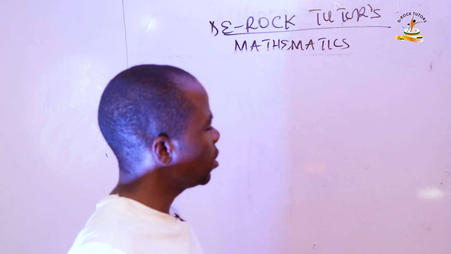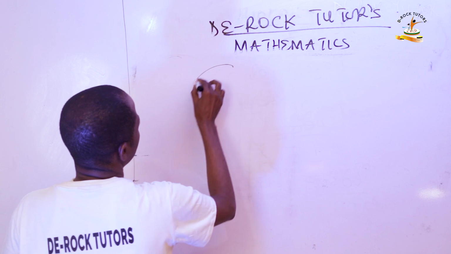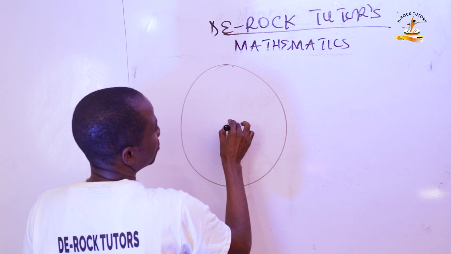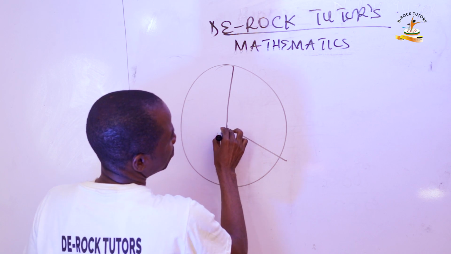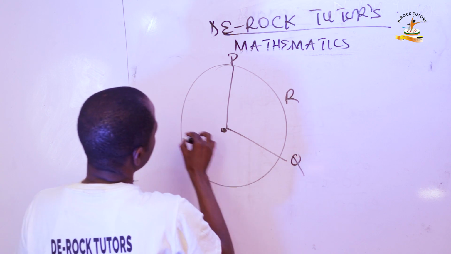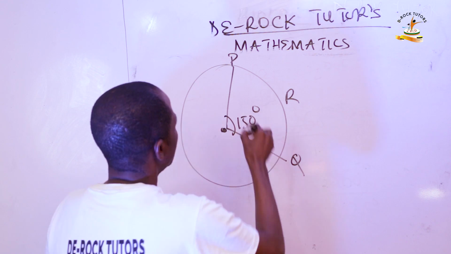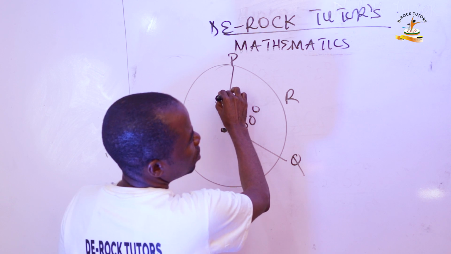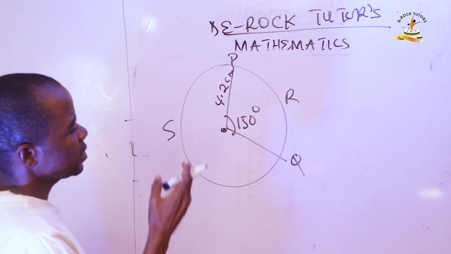Okay, so let's take a look at the next question, number 21. Number 21 is based on the diagram on the board. We are supposed to use the diagram to calculate the length of the minor arc PRQ. If I recreate the diagram here, this is the center of the circle, then this is P, this is R, this is Q, and S, and the angle here is 150 degrees. And of course, the radius of the circle is 4.2 centimeters.